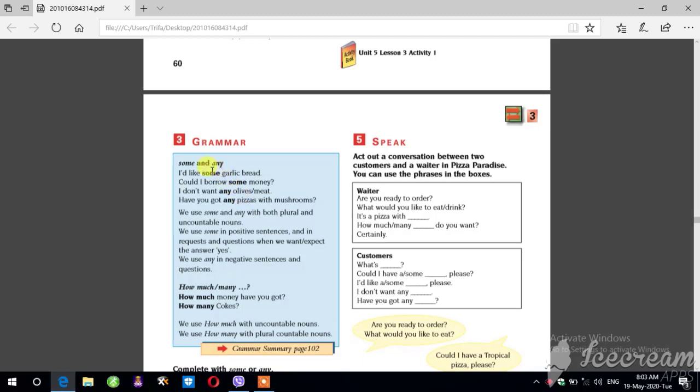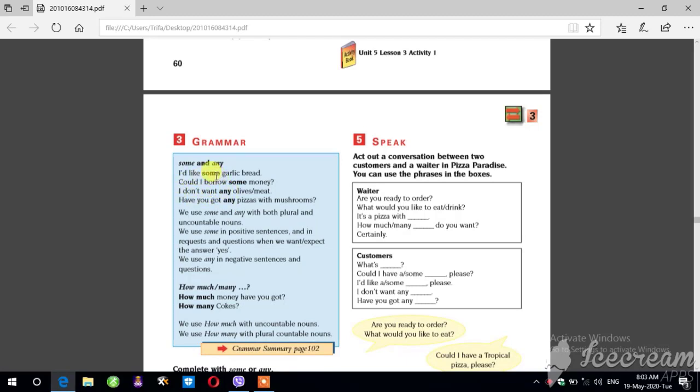We said we use some, any somehow in the middle of the sentence before the words that we talk about, whether they are countable or uncountable. But how much, how many, we use them at the beginning of the sentence before the words that we talk about, whether countable or uncountable. So these words are at the beginning of the sentence, and these ones are in the middle of the sentence.